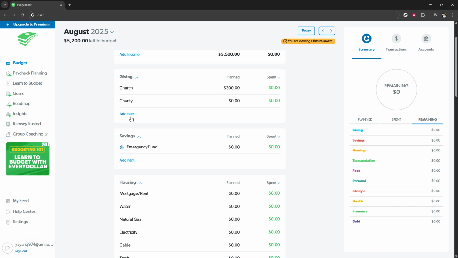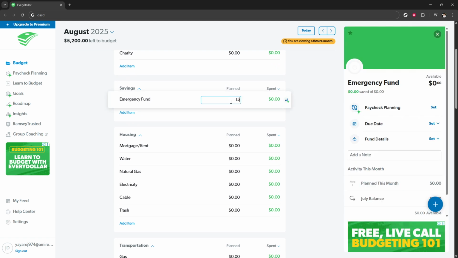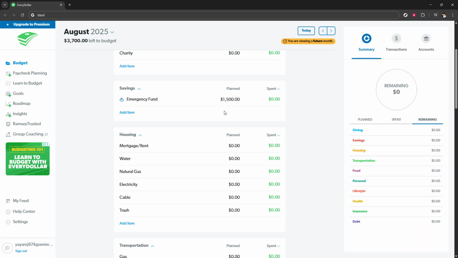Following that, it's savings time. Consider setting aside money for an emergency fund or other saving goals. This could include a vacation fund or a down payment on a house, whatever financial goals you have in mind.